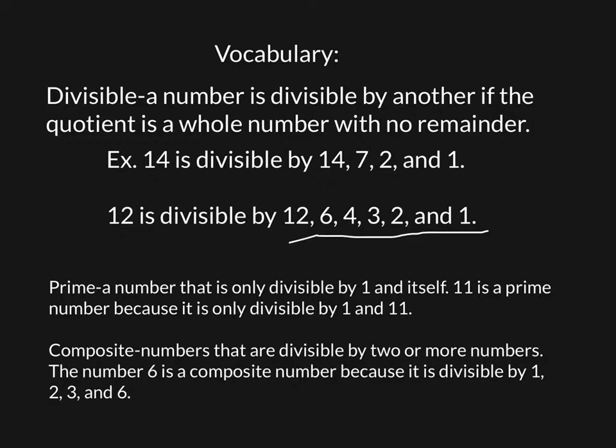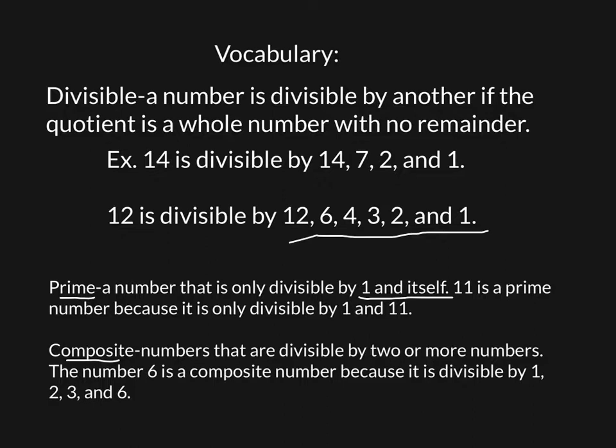Another thing we're going to look at is prime versus composite. A prime number is a number that can only be divisible by 1 and itself. An example is 11, which is a prime number because the only way to get to it is to multiply 1 by 11. You can't do 2, can't do 3, can't do 4. We can't do any of those other numbers. We can only do 1 and 11.